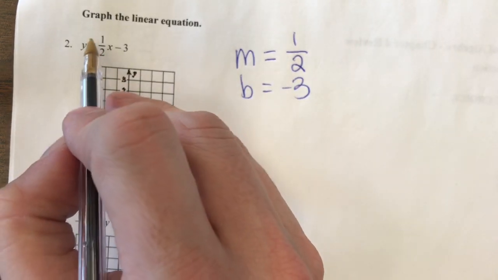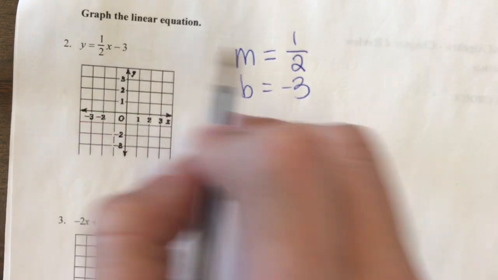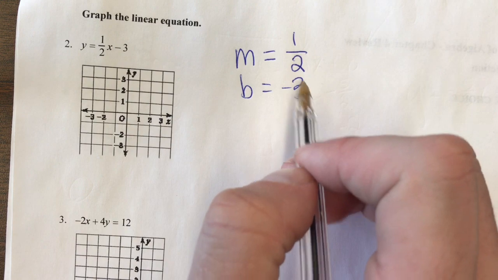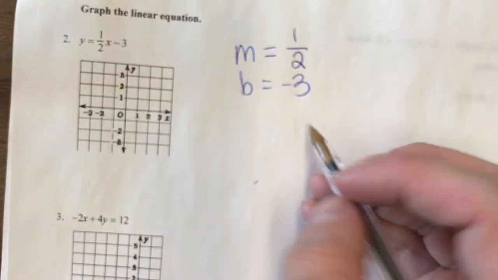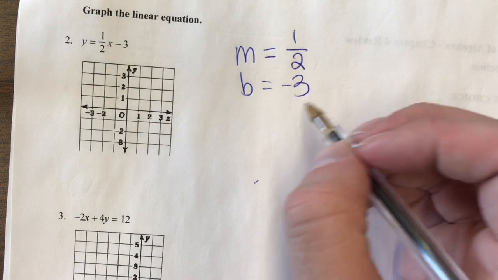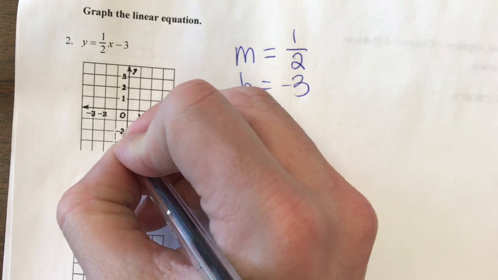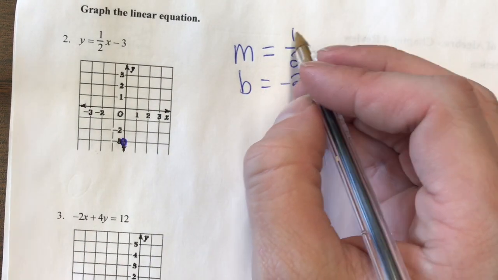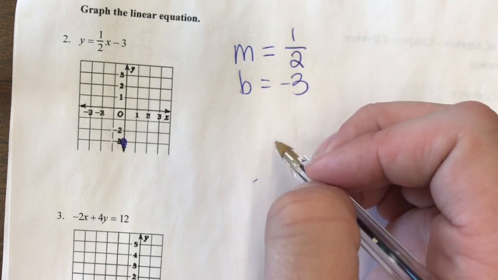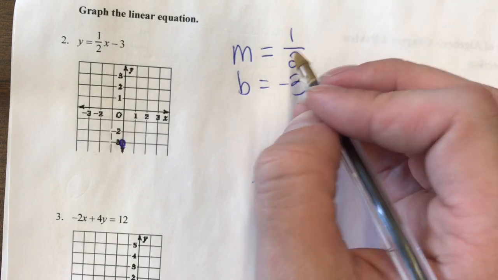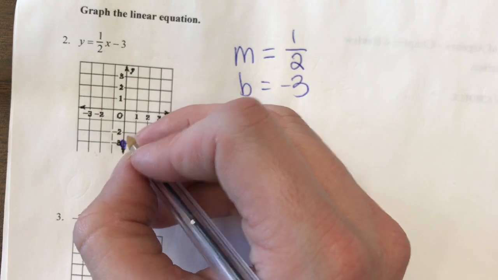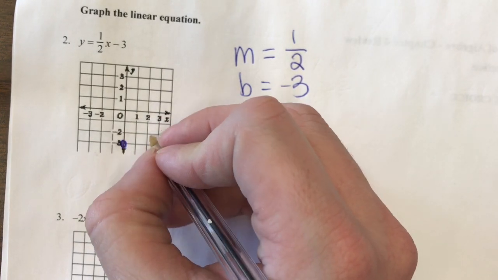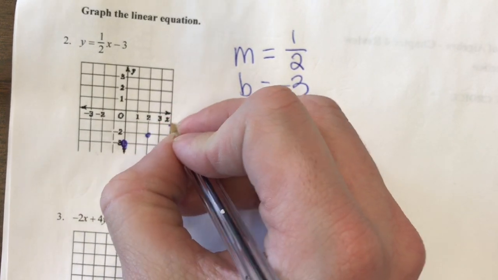When y is all by itself, the number in front of x is my slope, and the number all by itself, in this case not 3, but -3, is my y-intercept. So you always start by placing your dot at the y-intercept at -3. My slope is 1/2, or positive 1/2, or rise 1, run 2, or up 1, right 2. So I'll go up 1, right 2, up 1, right 2.